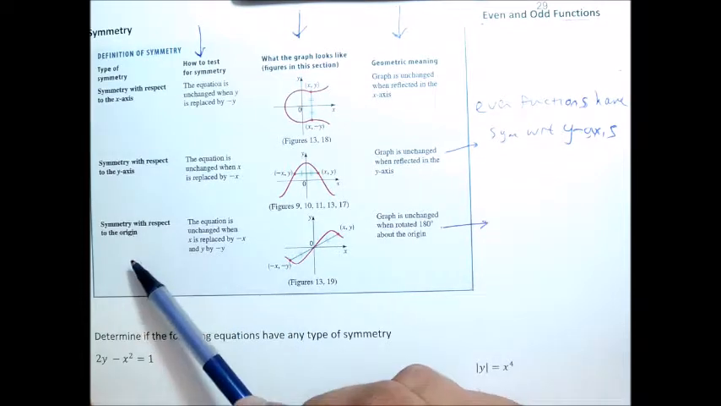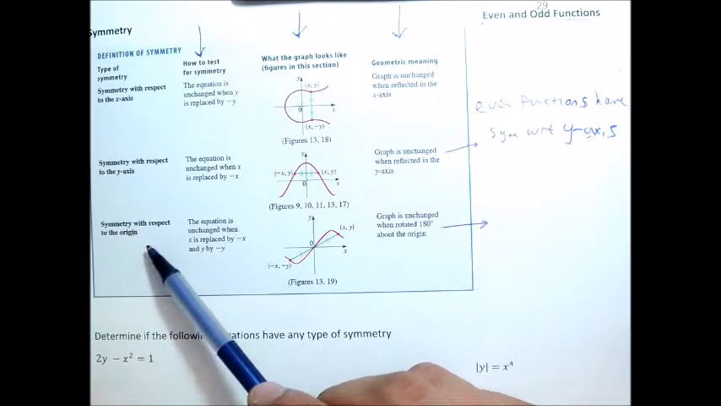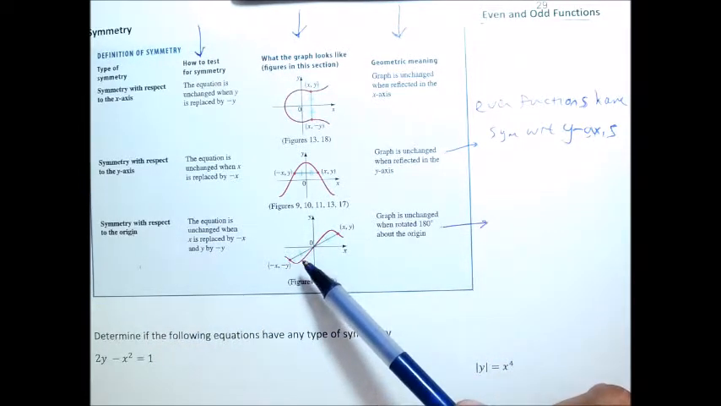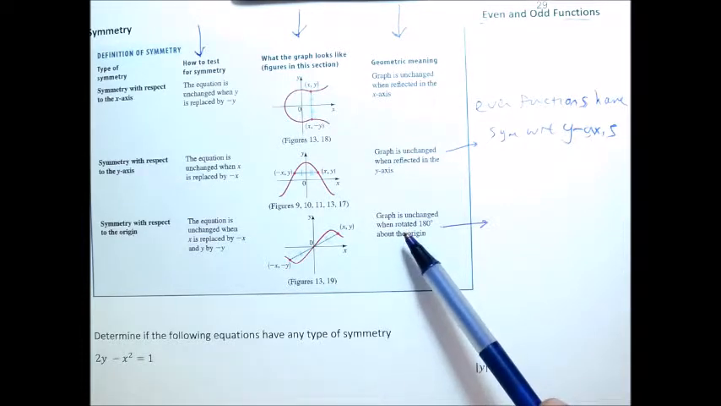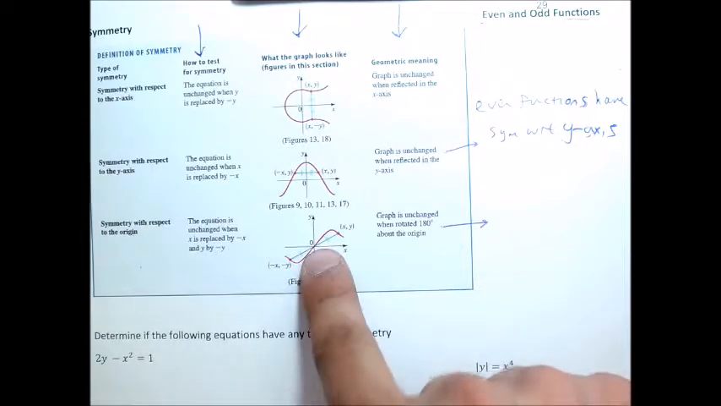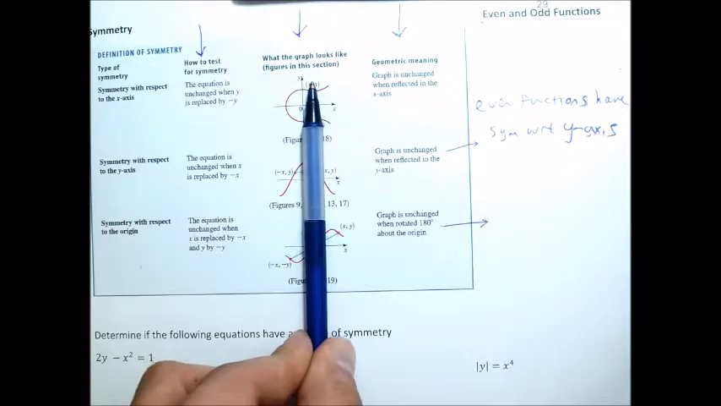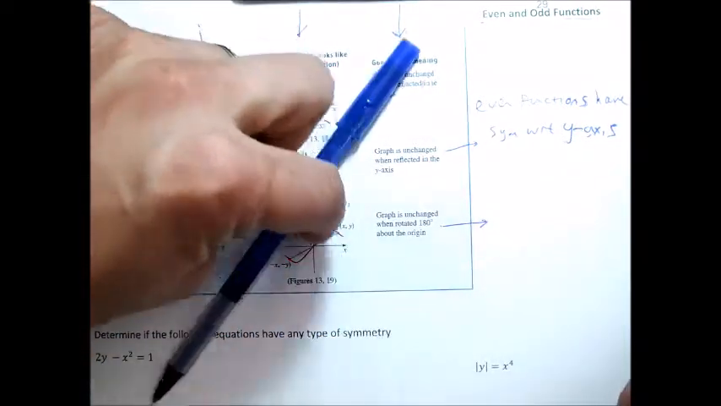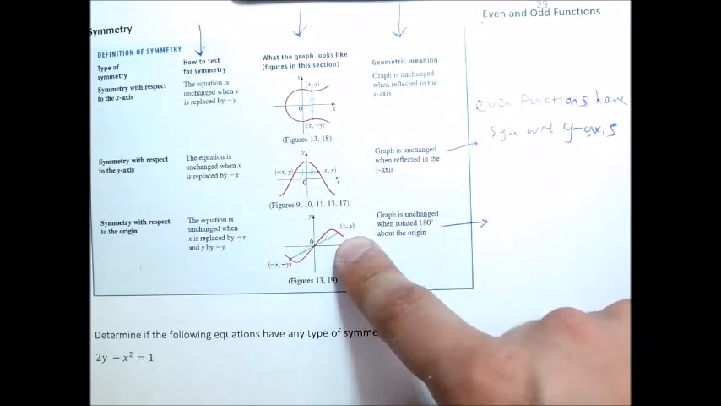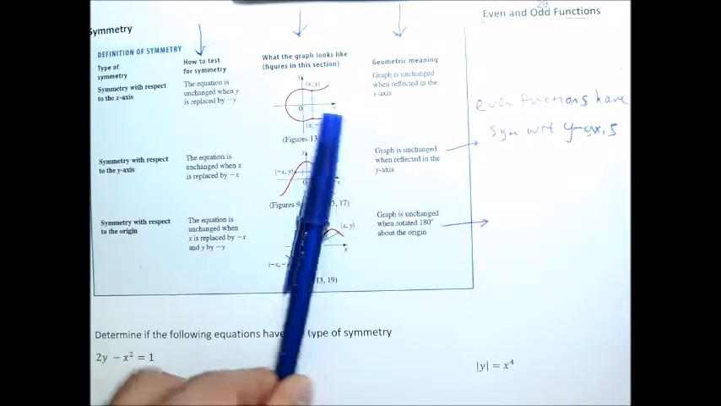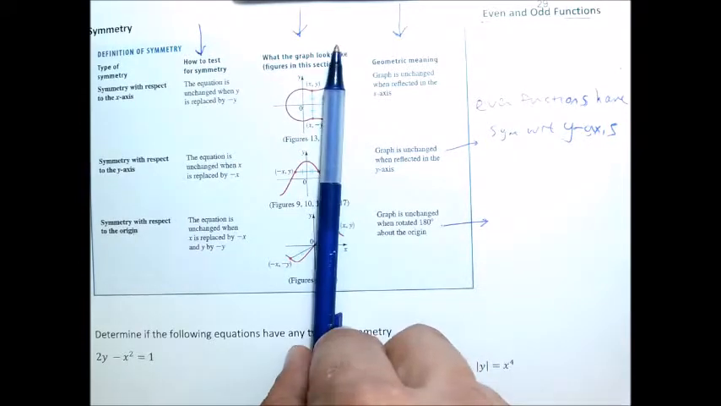This one is a little bit strange because the folding's a little bit harder to think about. But you can see that basically the graph is unchanged when it's rotated 180 degrees around the origin. If this is my pen, rotating my pen 180 degrees turns it upside down. If we turned this graph halfway around, it would look the exact same.